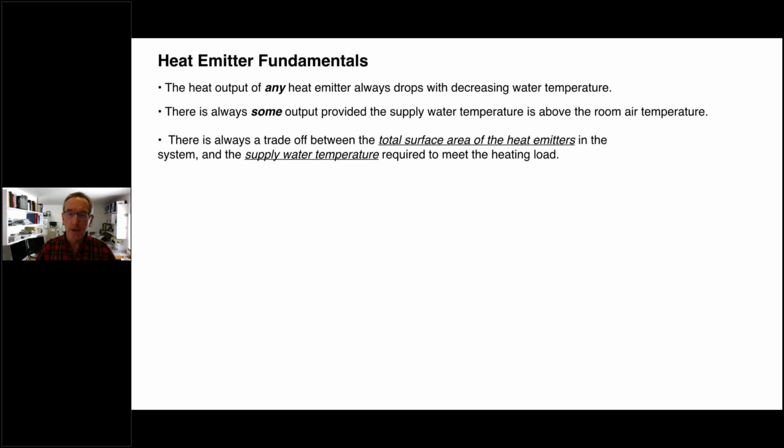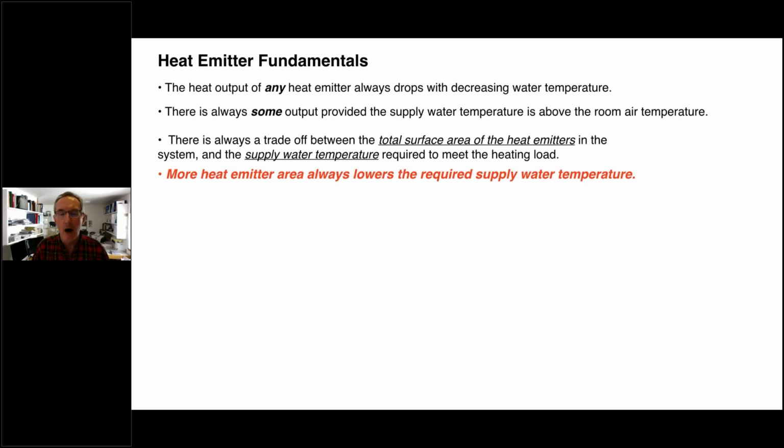And then finally, one of the very fundamental things about hydronic design, there's always a trade-off between the total surface area of the heat emitters. If you imagine your system, whether it's floor heating, panel radiators, baseboard, fan coils, or some mix, the more surface area you have, the lower the supply water temperature can be for a given rate of heat output. Okay? So more heat emitter area always brings the water temperature down.